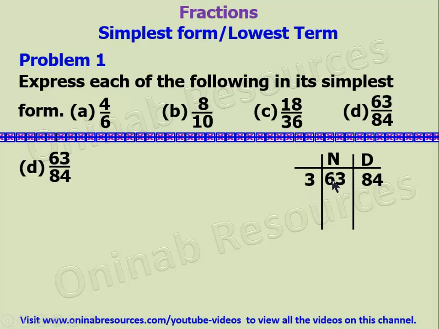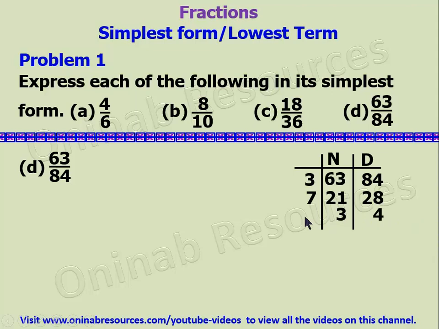63 divided by 3, we can say 6 divided by 3 gives 2, and 3 divided by 3 gives 1. Then 8 divided by 3 gives 2, remainder 2. So 24 divided by 3 gives 8. So from here now we can see that 7 divides 21 and 28. So we go with 7. 21 divided by 7 gives 3. 28 divided by 7 gives 4.